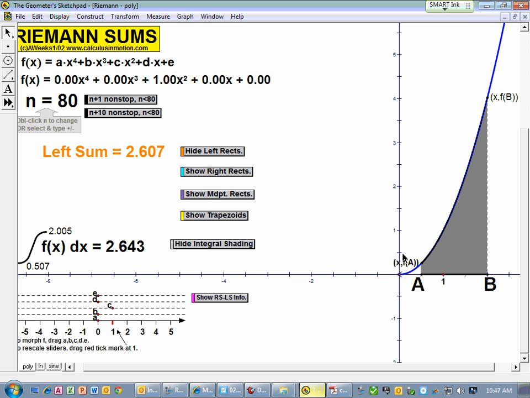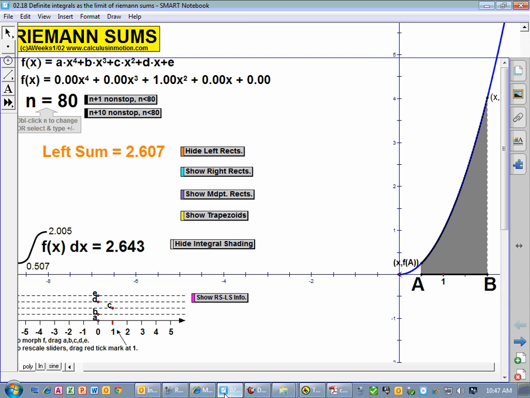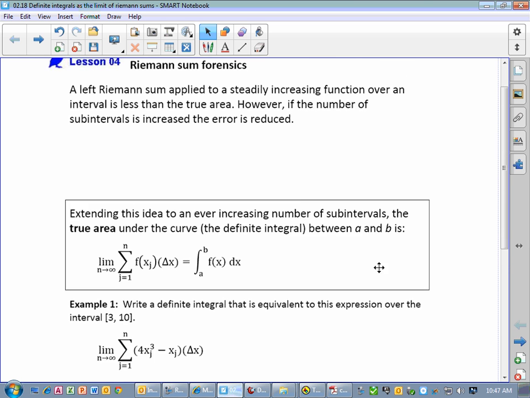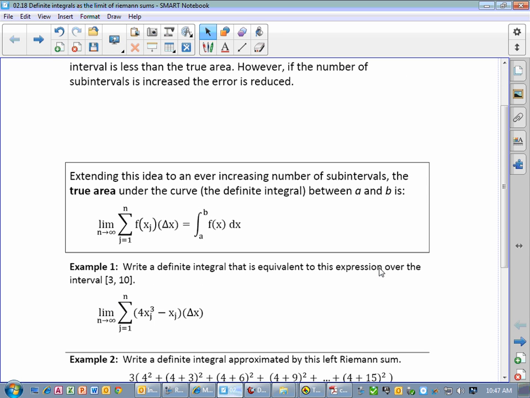Right? So what we're going to be doing here is looking at a limit of the number of rectangles. So it says, extending this idea to an ever-increasing number of subintervals, the true area under the curve is the limit as the number of rectangles goes to infinity. So we have this summation, and notice we start with our first x and we go up to an infinite number of x values we're going to plug in because we're breaking into an infinite number of subintervals. And this is known as the definite integral from A to B.